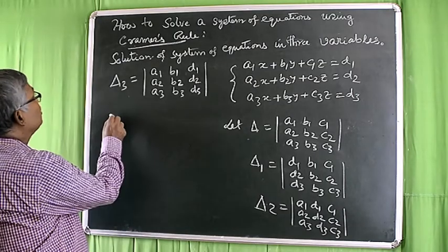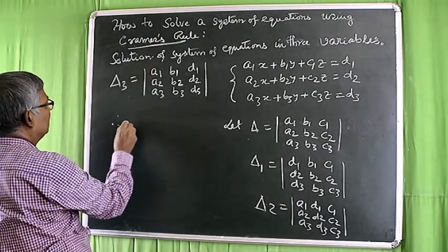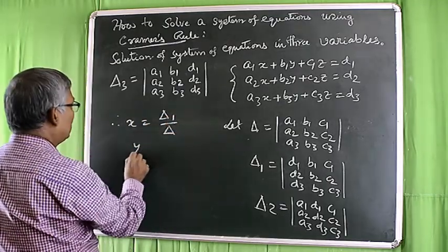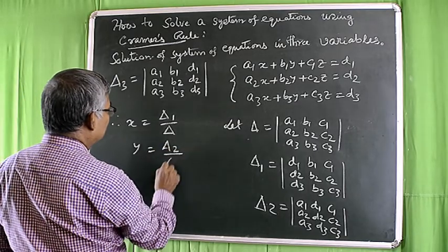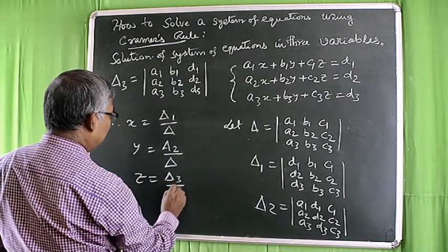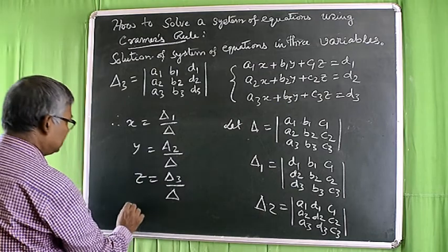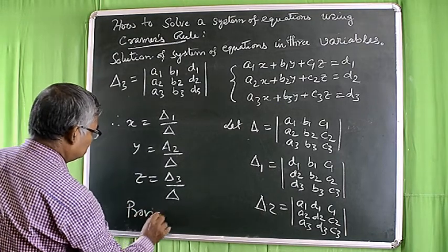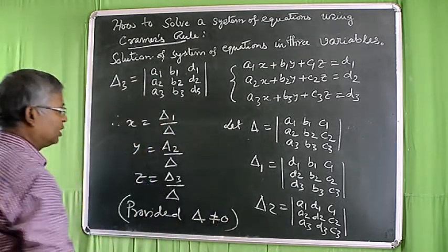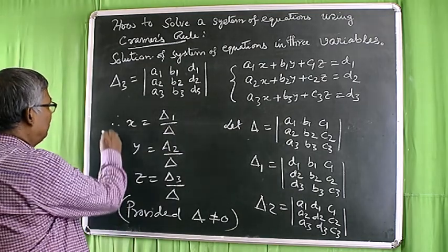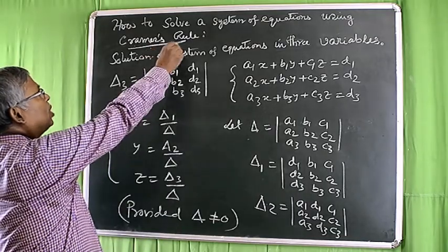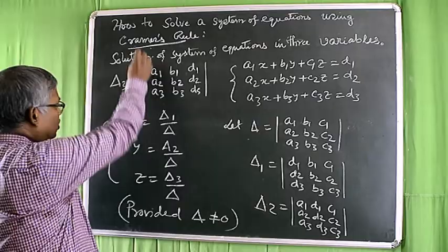Students, therefore using Cramer's rule, we can write x equal to del 1 by del, y equal to del 2 by del, and z equal to del 3 by del, provided del not equal to 0. Students, this is the basic rule of how to solve the system of equations using Cramer's rule.